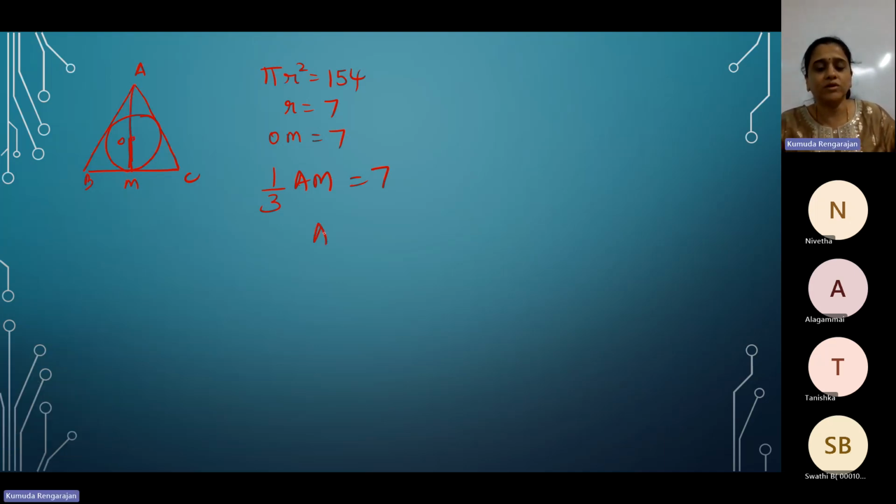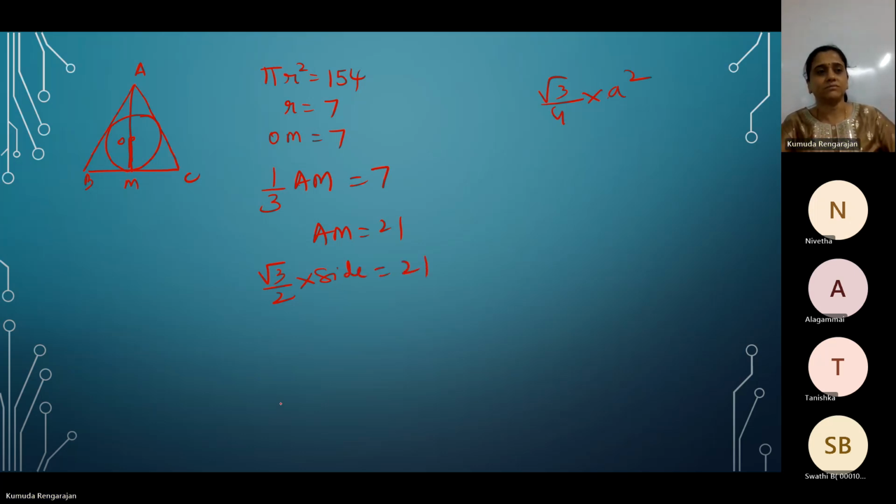So AM is equal to 21. Now AM is the altitude, because in an equilateral triangle, the altitude and median coincide. What's the formula to find the altitude of an equilateral triangle? √3/2 times the side. Area is √3/4 times side squared, but for the altitude it is √3/2 times side, which is equal to 21. So you can find the side of the triangle and then the perimeter.